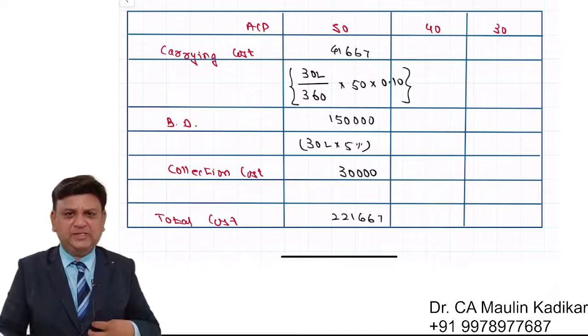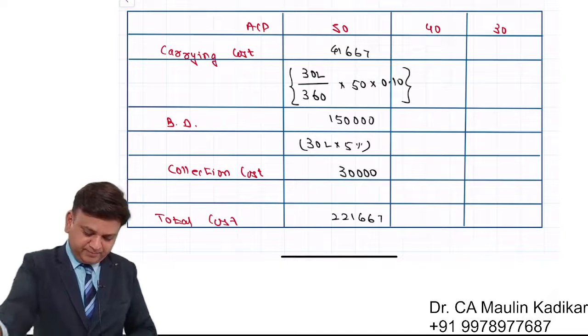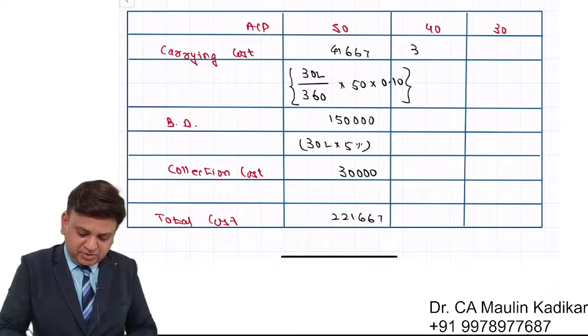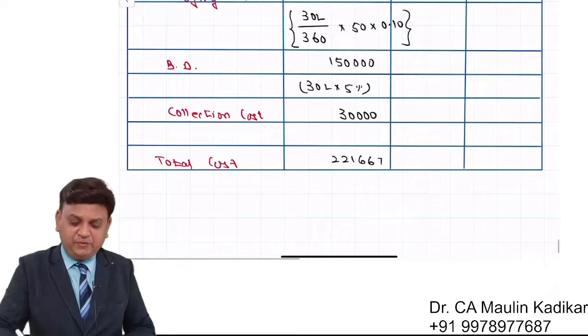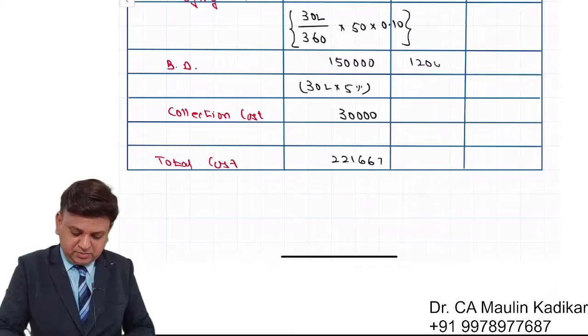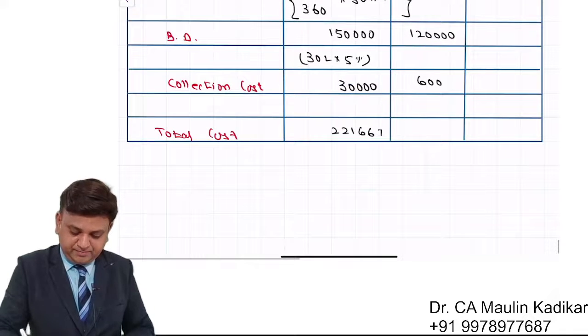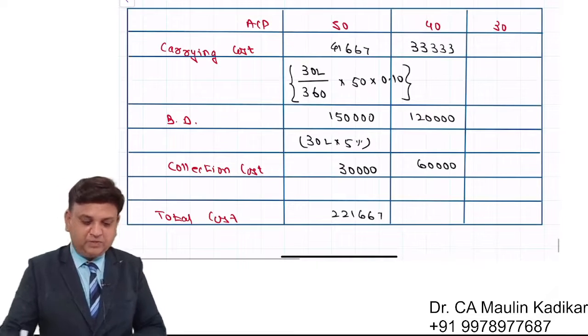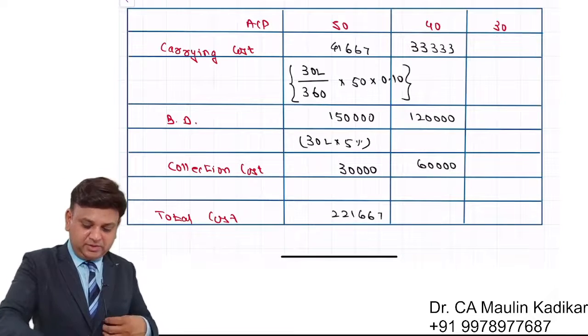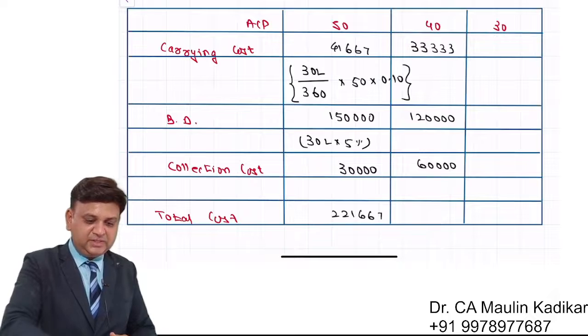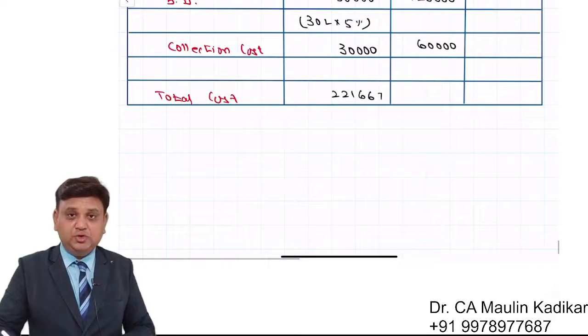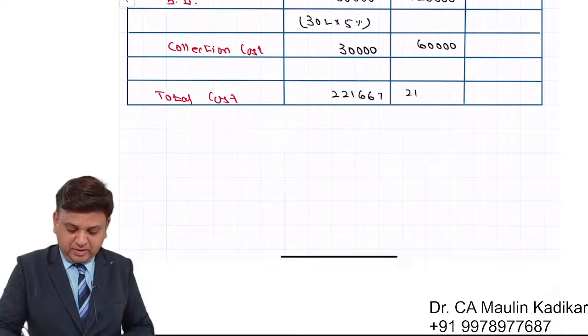In case of 40 days, again it is very simple. The carrying cost is 33,333. Bad debts would be 4%, 1,20,000. Collection cost will be 60,000. So 33,333 plus 120 plus 60 gives 2,13,333.